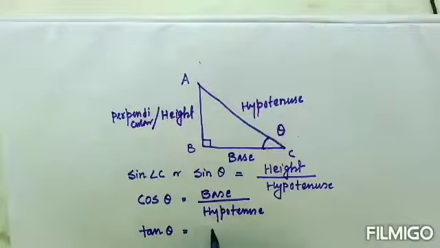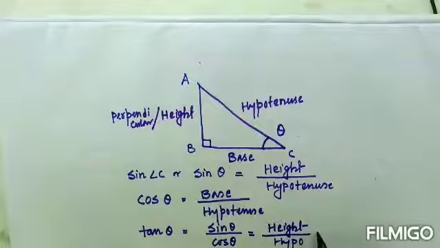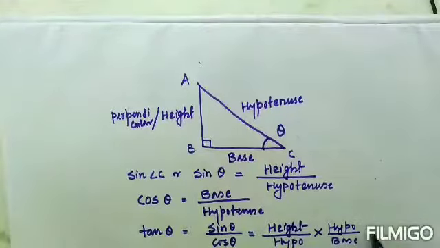So this is the ratio of sine theta by cos theta, that is equal to height by hypotenuse, into, just reverse this one. So from here we are getting tan theta is equal to height by base.